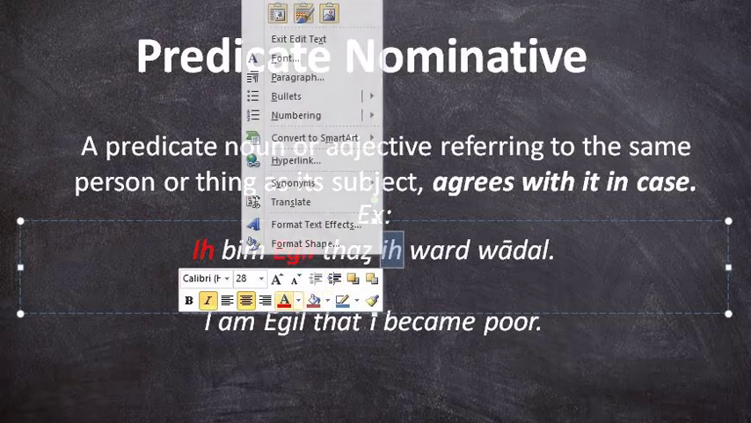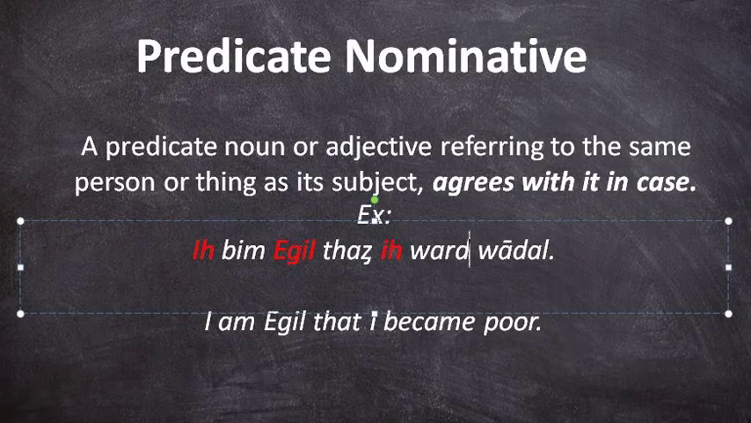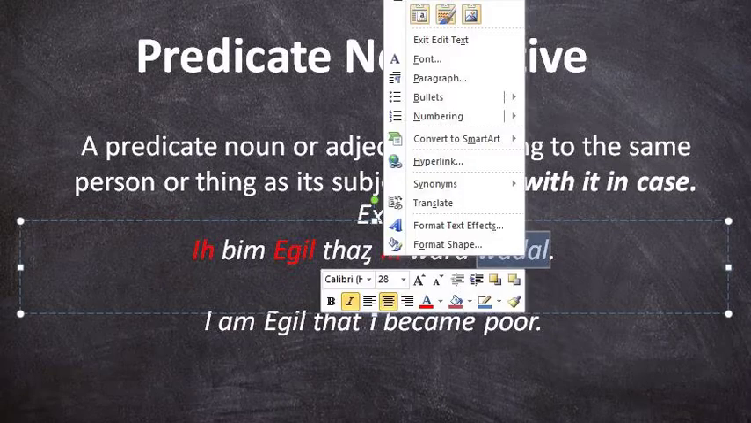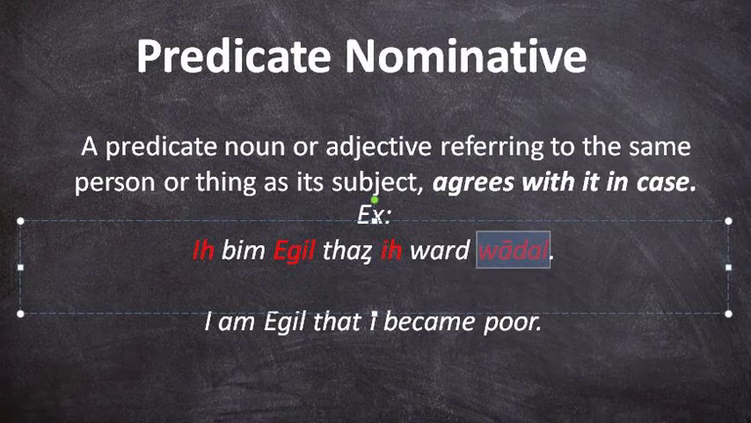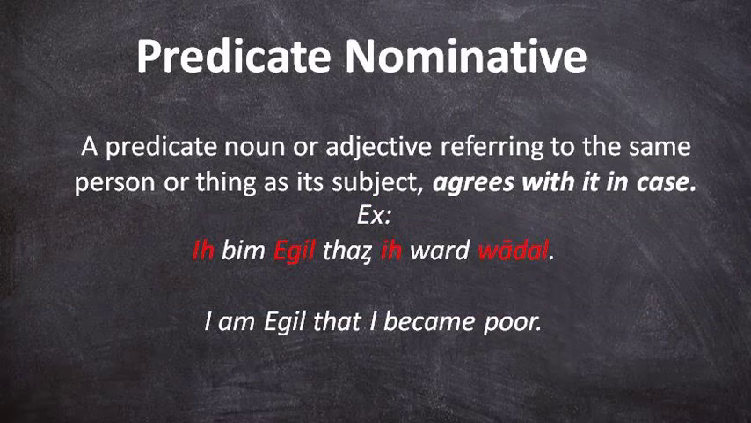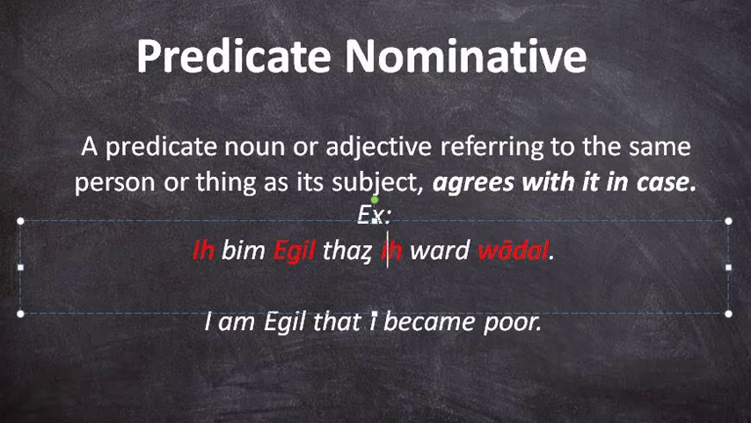In the second clause here, or the second half of the sentence, that's in the nominative. This is the nominative. This is in the nominative. And this is in the nominative. Okay? So it all follows together, and it's very consistent. I hope that makes sense.